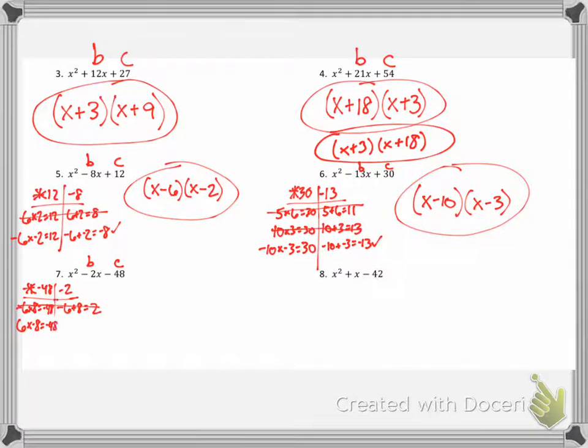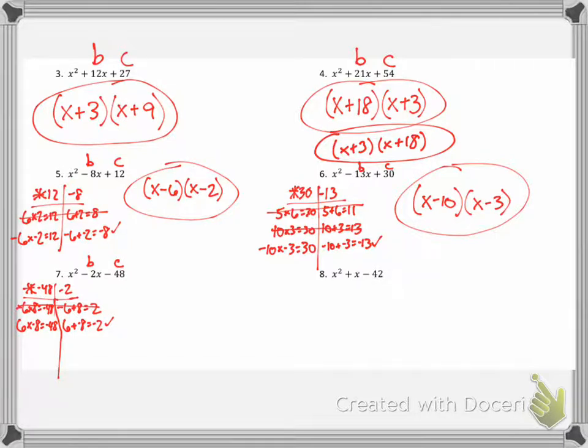Again, if I multiply those together, 6 times negative 8 gets me negative 48. If I add them together, I get negative 2. So again, if I need to multiply to a negative, basic math rule, one number has to be positive, one number has to be negative.